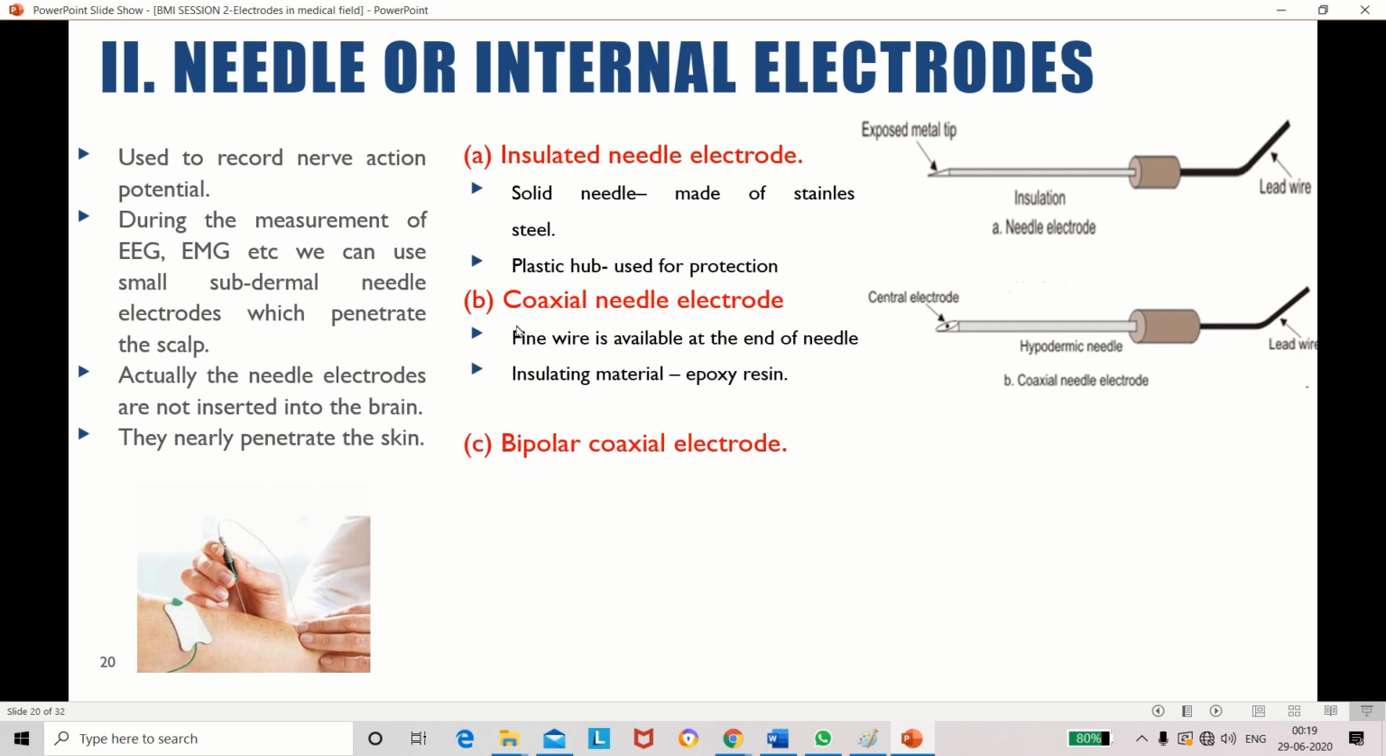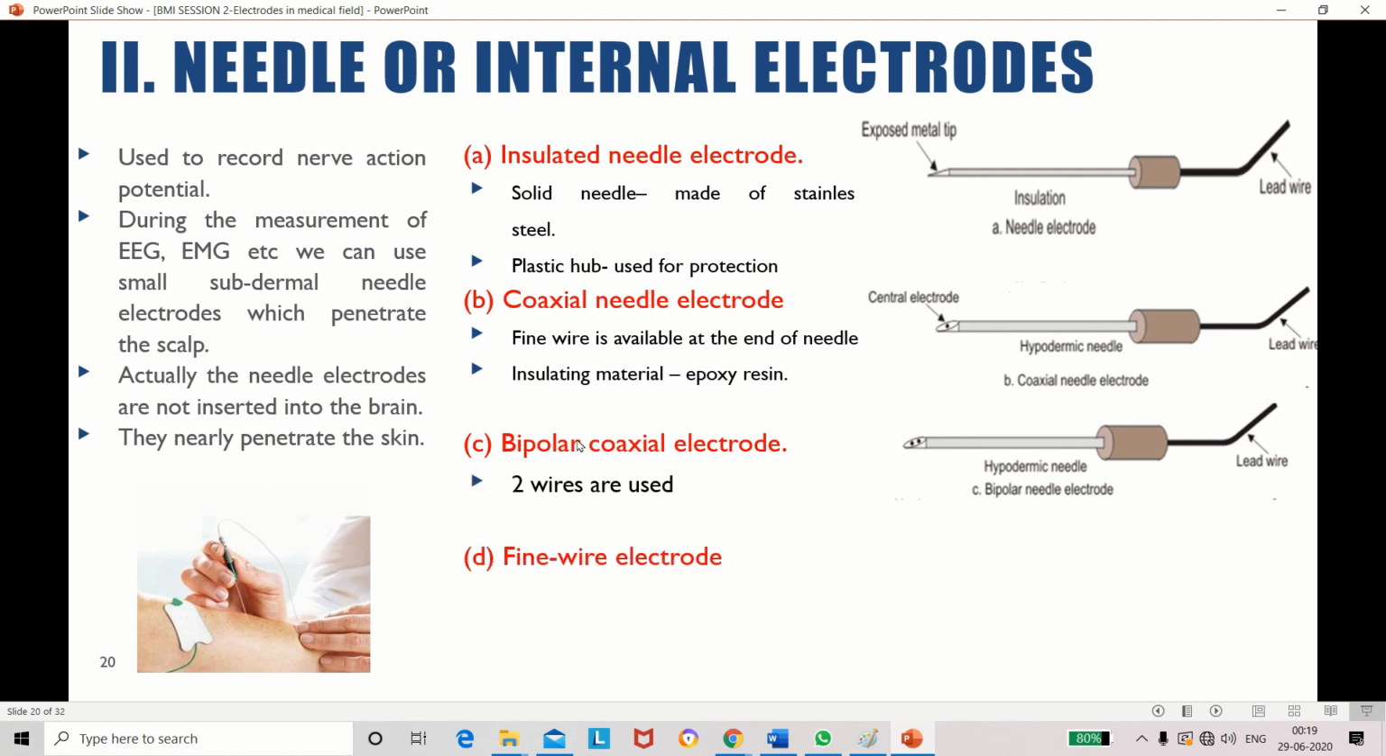The next type of electrode is the bipolar coaxial electrode. See the word bipolar. So here we have two wires. See the previous figure. Here we are using only one wire. Here we have two wires. So more than one wire we have to use, right? So again the same concept. It is coated with some insulating material and here we are using one protecting hub and it is ended by lead wire.